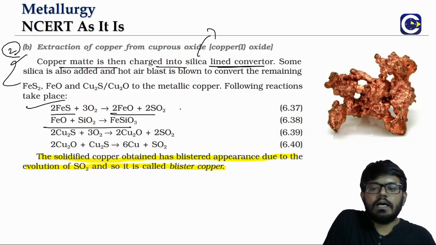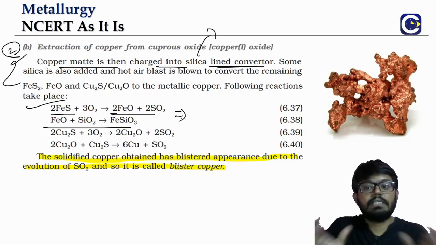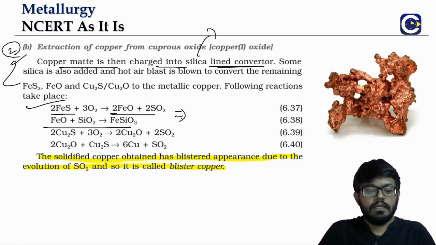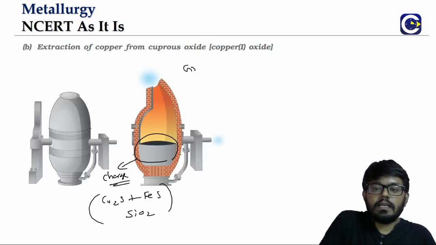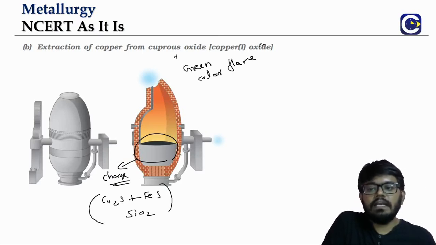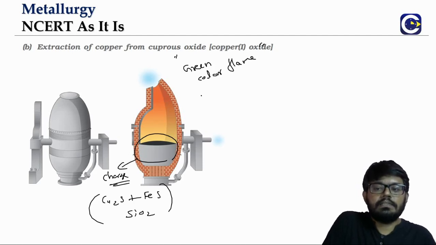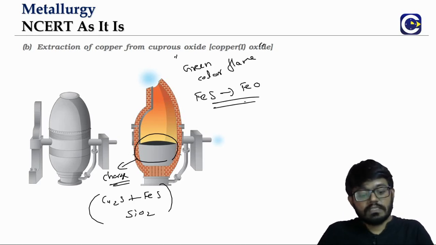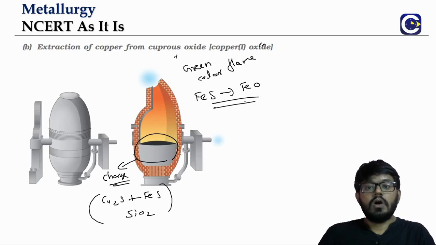Now how do we check this? Because industrially, they will be checking it. When you actually look at it, there will be a green color flame. Don't go with the blue color. There will be a green color flame. As long as the green color flame is coming out of the opening, what is the indication? It is an indication that there is still FeS that is getting converted into FeO. Once the green color flame is stopped, it means all the FeS is already converted into oxide form.